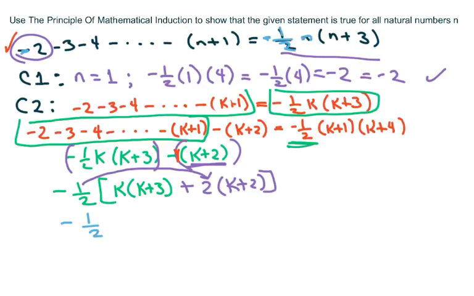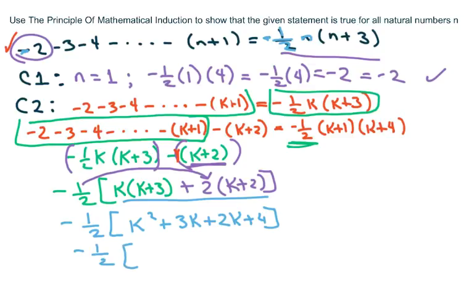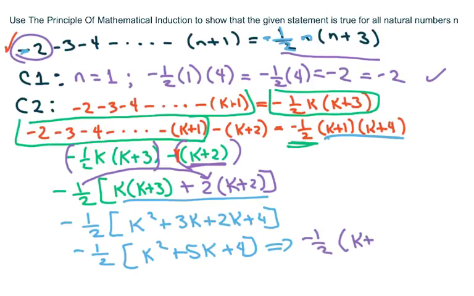Now it's pretty simple from here. Simplify this quantity in here. You get k squared plus 3k plus 2k plus 4, which is negative 1/2 k squared plus 5k plus 4. And then we can either FOIL this piece out and make it look like the left side, or I'm going to go ahead and just factor this out and make it look like the right side. So this is going to be k plus 1 times k plus 4, which is what had to be proven.